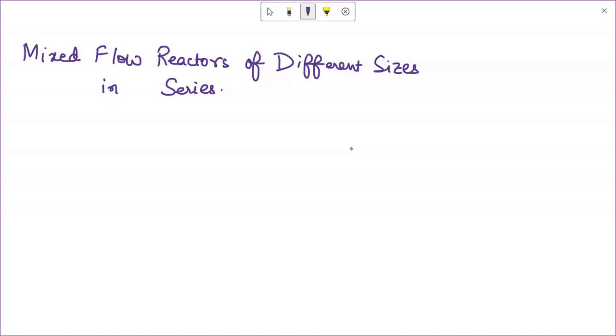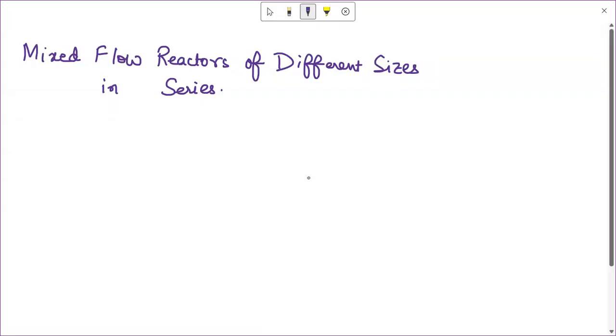Hi, in this video we are going to talk about mixed flow reactors of different sizes in series. I have already discussed equal sized mixed flow reactors and equal sized plug flow reactors in some other videos. You can check those out. In this video we are going to talk about different sized mixed flow reactors.